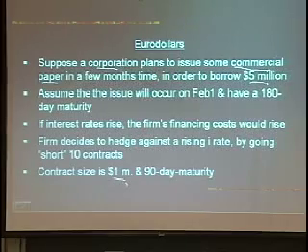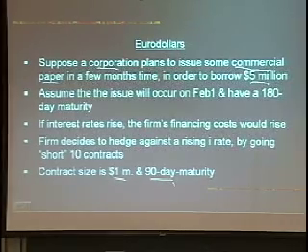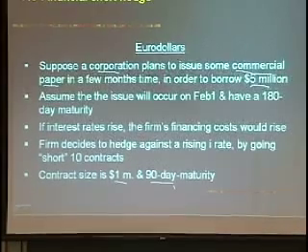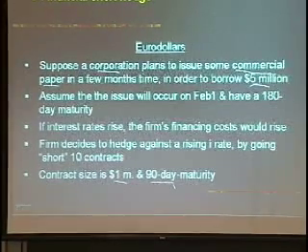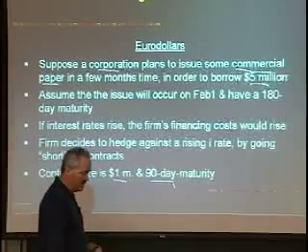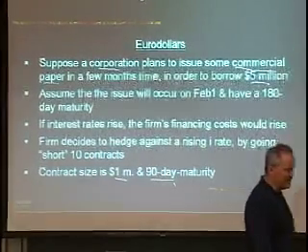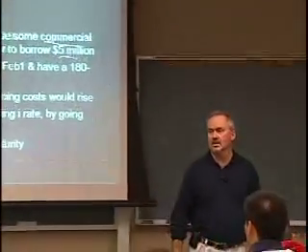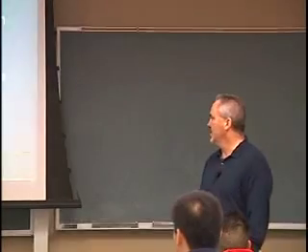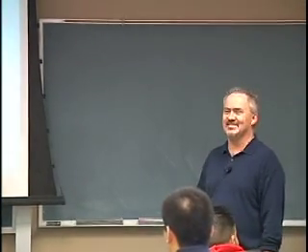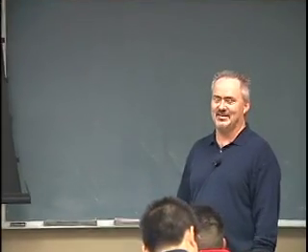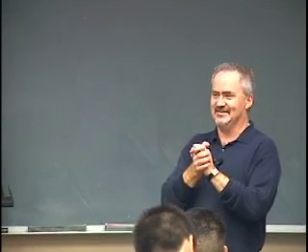The contract size, you know, is $1 million. The specifications on the contract are for a 90-day maturity. So they're borrowing $5 million. So how many contracts do you suppose they would sell? 10? Thank you. I guess I had it up here. Why is it 10? I thought it was on the next slide. Why is it 10? That's the right answer.